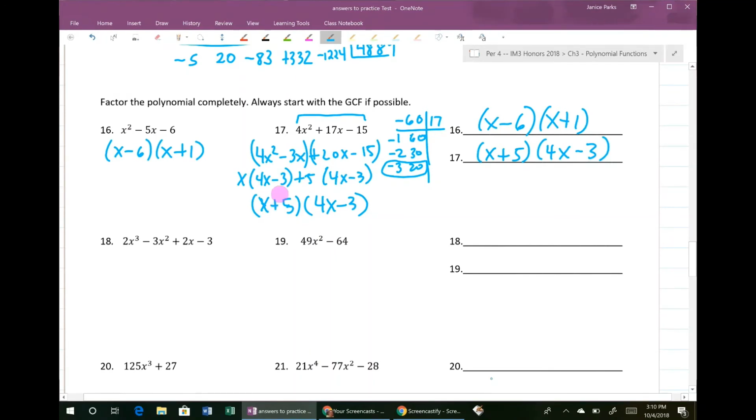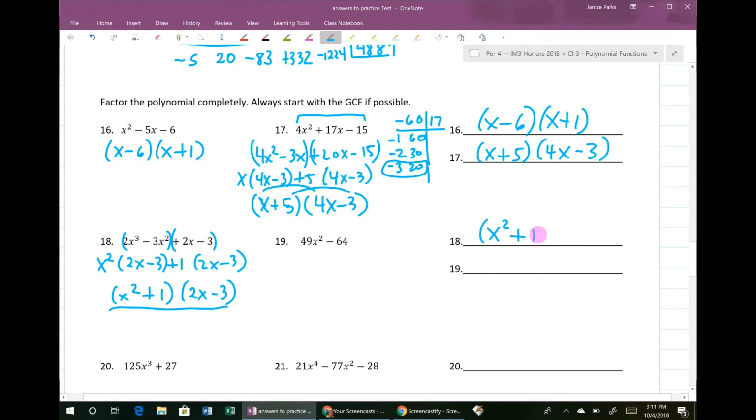And you can double check. This is x squared, x times 4x, 4x squared, minus 15 at the end, and this is 20x, and then minus 3x. When there's 4 terms, we start with the greatest common factor. There isn't one, so we're going to use grouping, or you can put it in the box if you'd like. So x squared times 2x minus 3. So this also has to be a 2x minus 3. This has to be a plus 1. So we have x squared plus 1, 2x minus 3. You cannot factor the x squared plus 1 because it's a sum of squares. If it was a difference of squares, you could factor that.